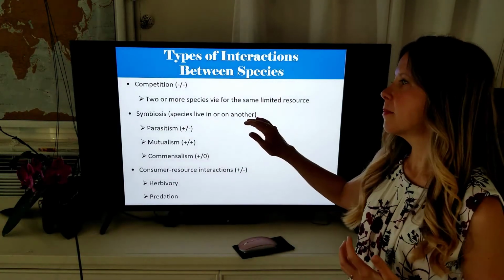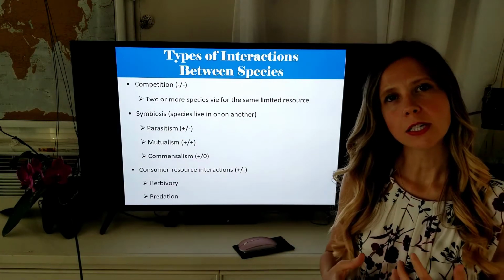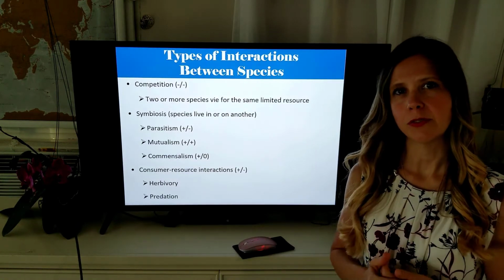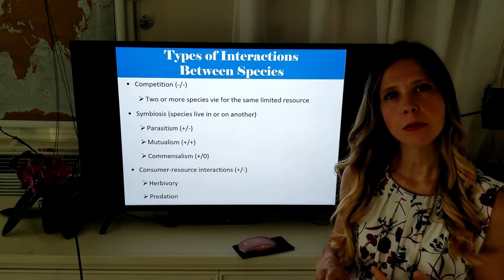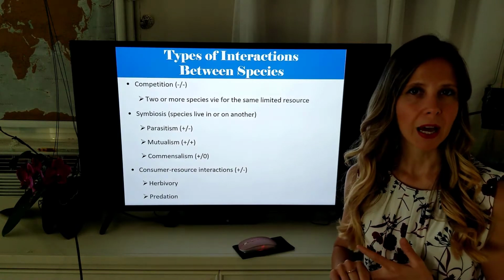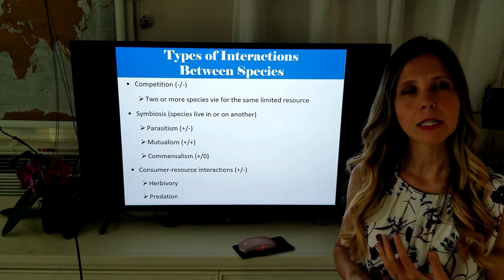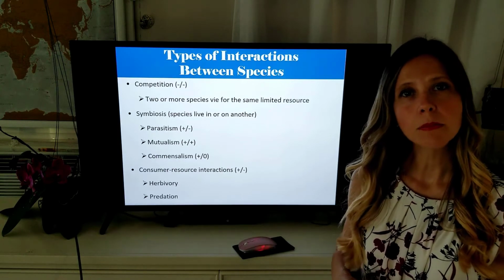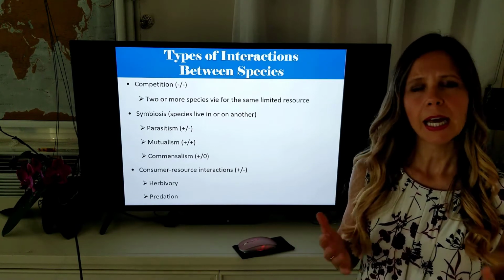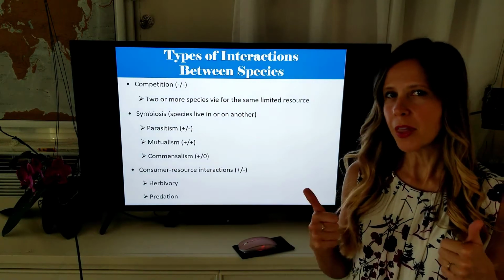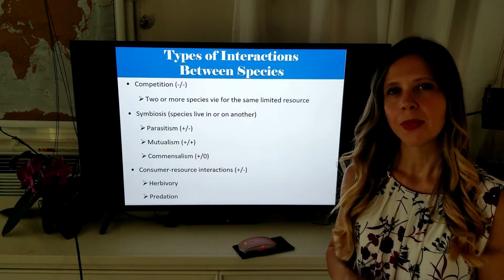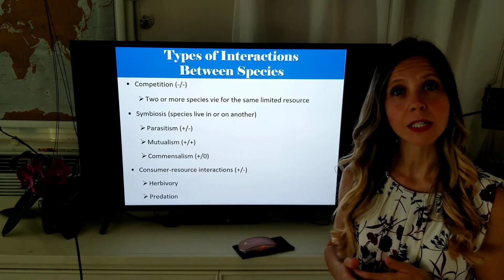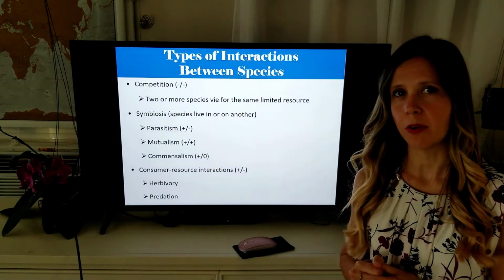When we talk about symbiotic relationships, these relationships involve individuals that live on or in one another. And we have different types. We have parasitism, we have mutualism, and we have commensalism. In parasitism, one organism benefits whilst the other is harmed. In mutualism, both organisms benefit. Kind of think of it like the feeling is mutual. We're both happy to be in this relationship. And then in commensalism, one organism benefits and the other is neither harmed nor does it benefit from the relationship.